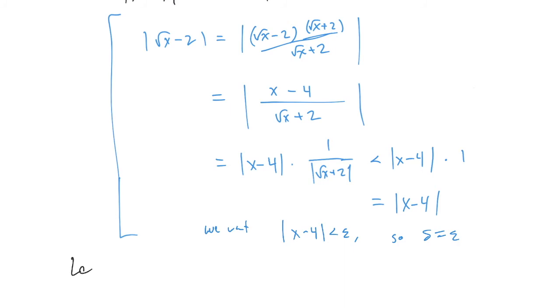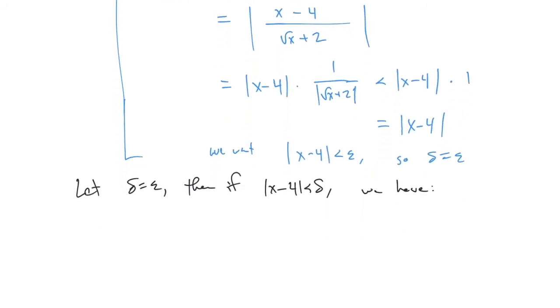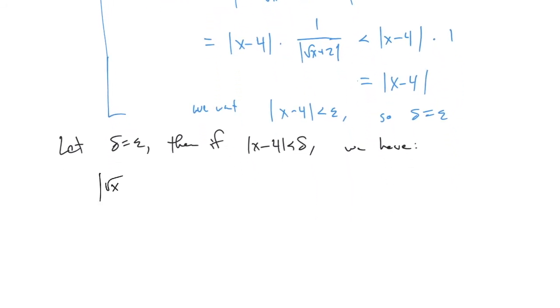So I'm going to say, let delta equal epsilon. Then if |x minus 4| is less than delta, we begin with |root x minus 2|. According to that same simplification, that is the same as |x minus 4| over root x plus 2. But this is less than |x minus 4|, which is less than delta, which equals epsilon. And that's it.